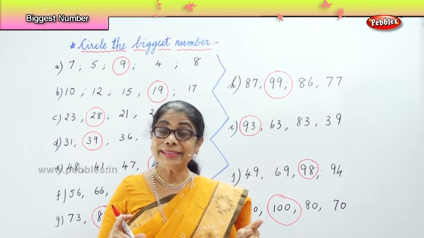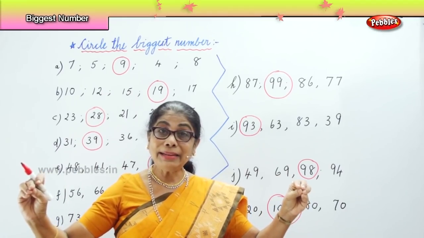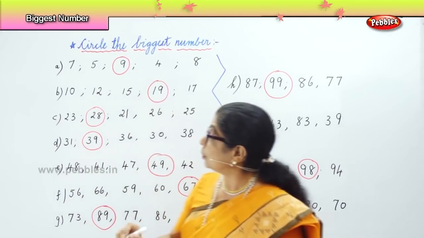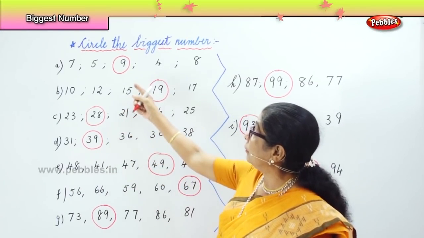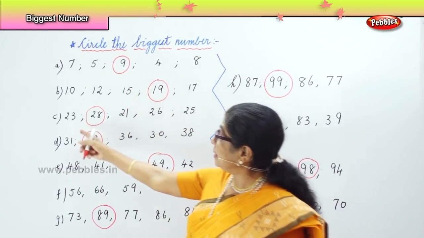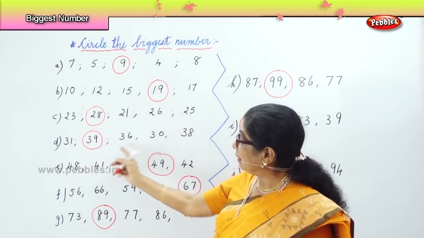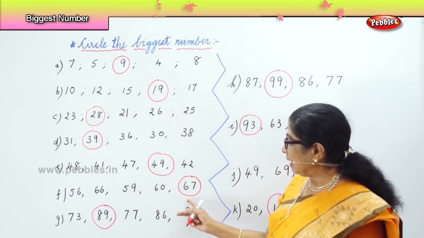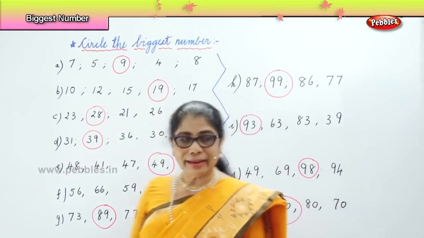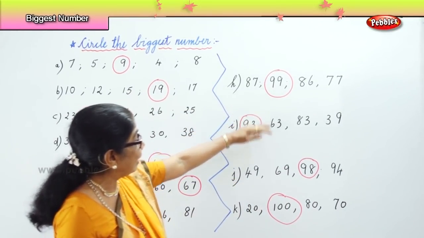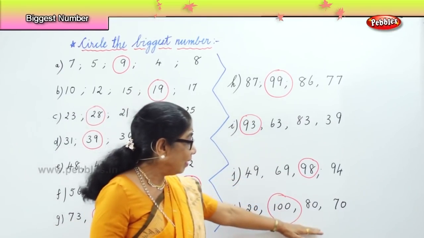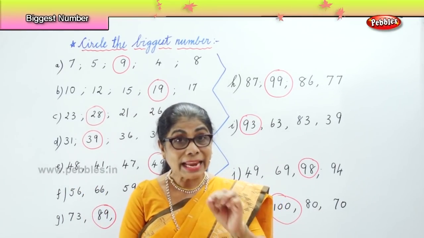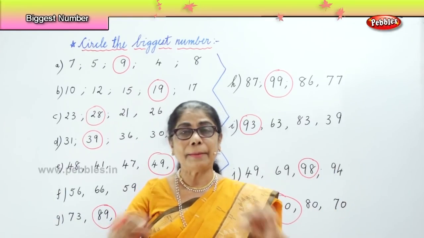So today we learned to find out which is the biggest among the numbers and circle it. Looking at the biggest numbers, in the first row you have 9, then 19, then 28, then 39, then 49, then 67, then 89, then 99, then 93, and finally we have 100. We learned to identify and circle the biggest number in each row.